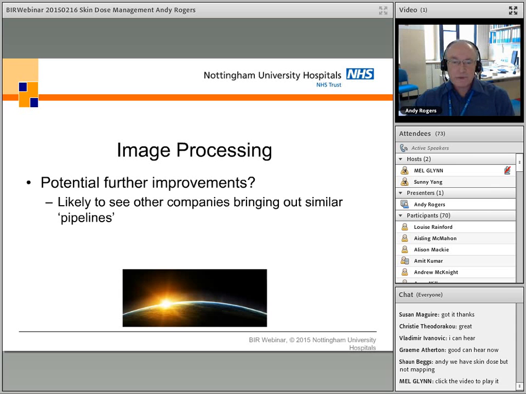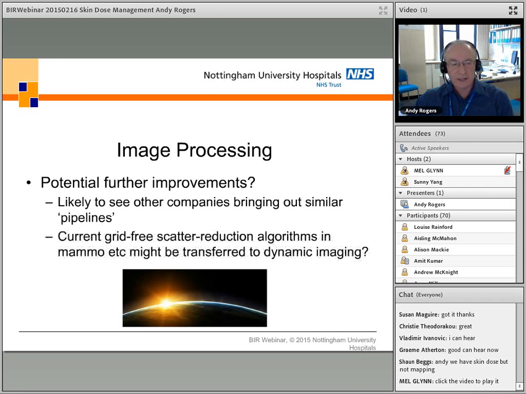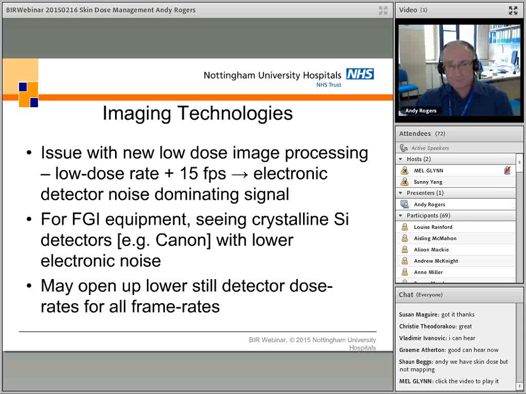So in terms of further improvements, I think they'll all be doing Clarity. They're all sort of doing Clarity anyway in their own ways, just not calling it a specific thing like that. And maybe the grid-free scatter reduction algorithms could be applied to dynamic imaging. So we might get a gain from that.